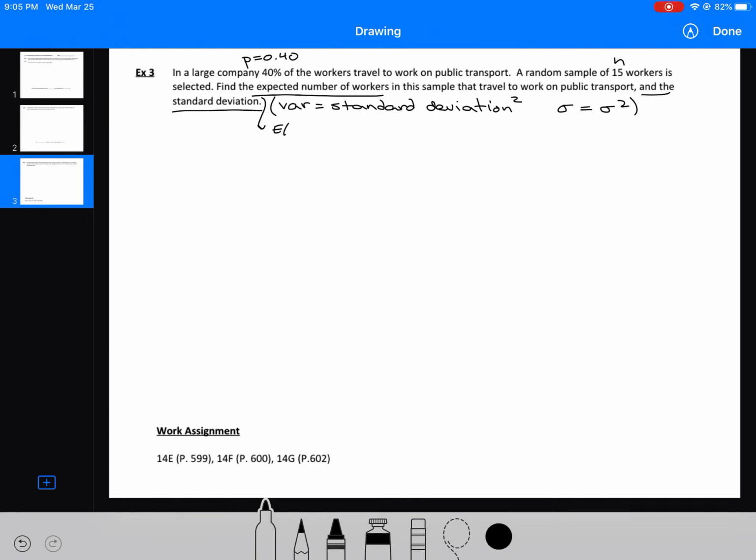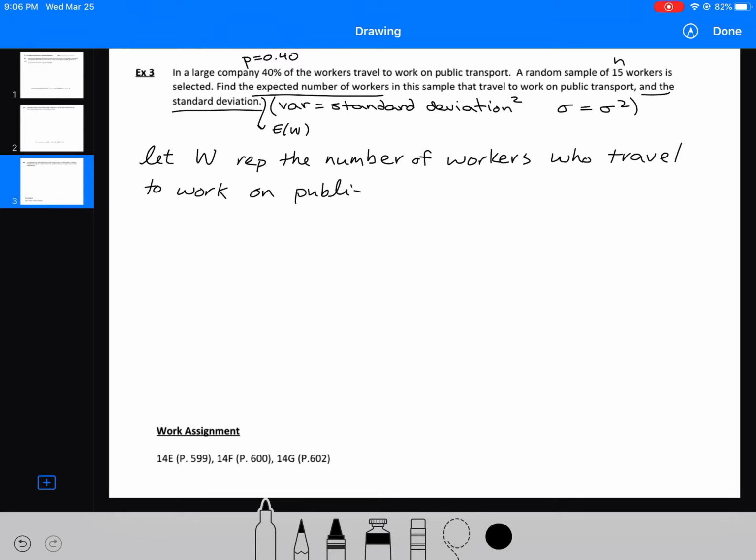So we are looking for our expected value. Let's switch it up for this one. We're going to define our variable as W, and we'll let W represent the number of workers who travel to work on public transport. So first thing that we want to do is write down our binomial distribution characteristics. We've got 15, and our probability of success is 0.4.